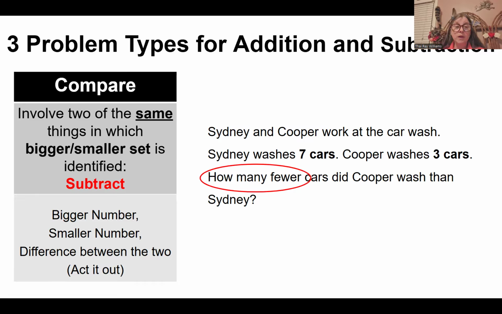So I'm going to stop sharing again. Let me see, we have 7 cars and we have 3 cars. And so our rule is bigger number, smaller number, the difference between the two. Watch that again. Bigger number, smaller number, the difference between the two. Let's do it together. Bigger number, smaller number, the difference between the two. Now do it by yourself. Perfect.